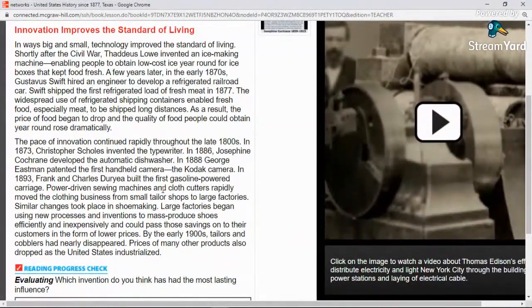But we have more, okay? Another important one, guys, is Thaddeus Lowe. He invented the ice making machine. So why do you think ice making is important?